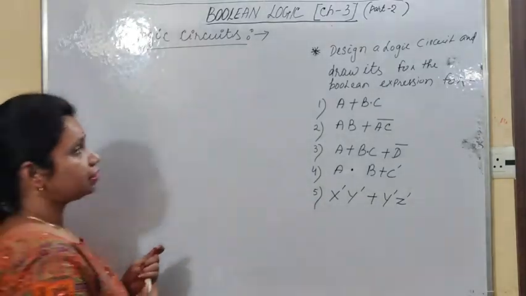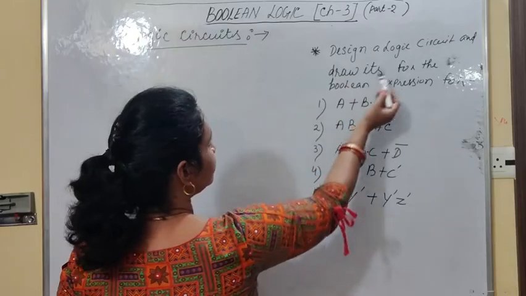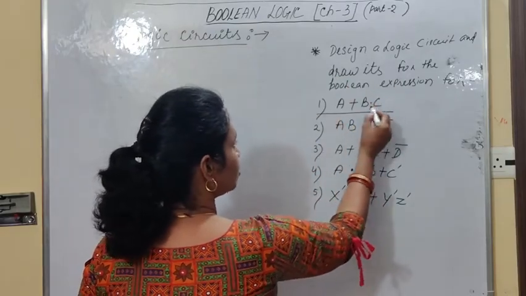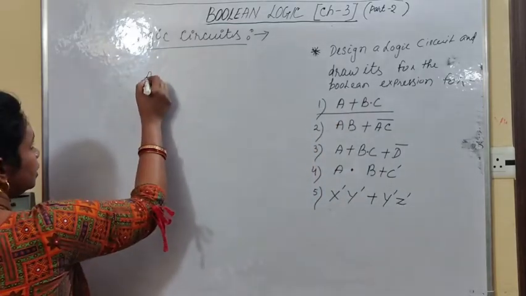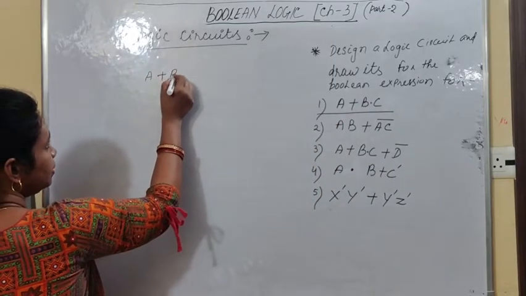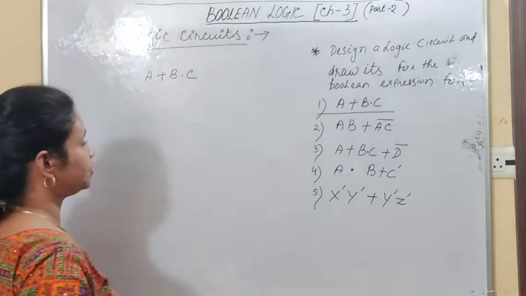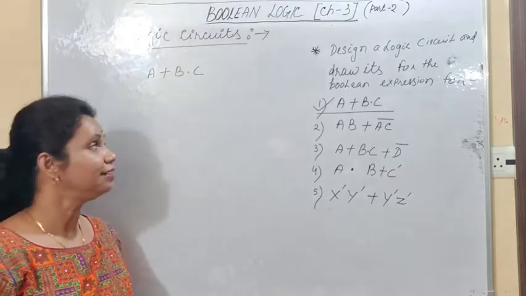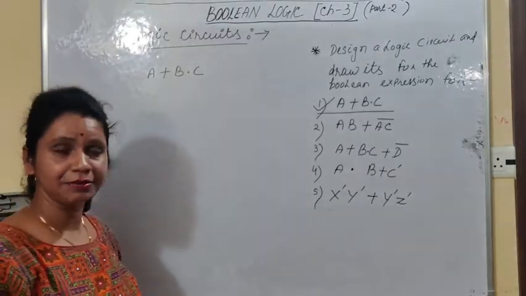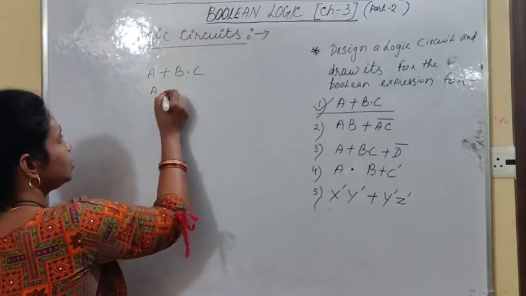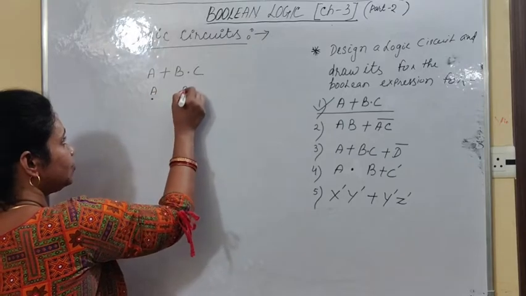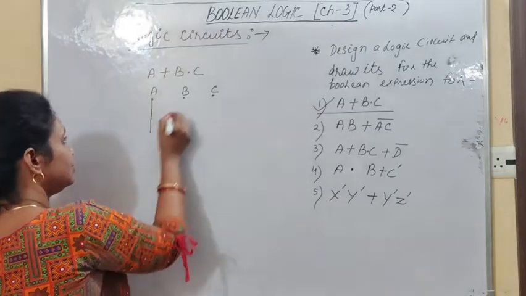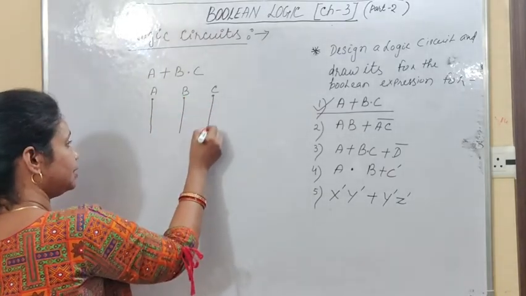For example, here the question is: design and draw a logic circuit for the Boolean expression A plus B dot C. So let us do this, A plus B dot C. This is our Boolean expression. First of all, you have to think how many different variables you have. So here A, B, C, 3 different variables, right students? So here you need to just write the names of the variables A, B and C. After that, extend the signals for A signal, for B signal and C signal.